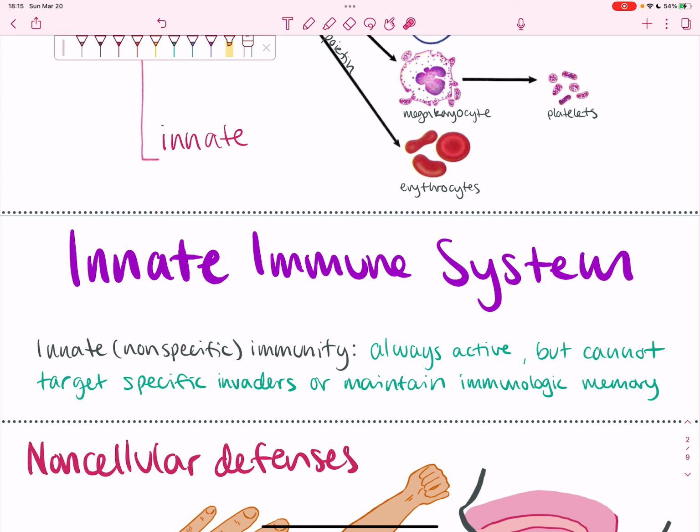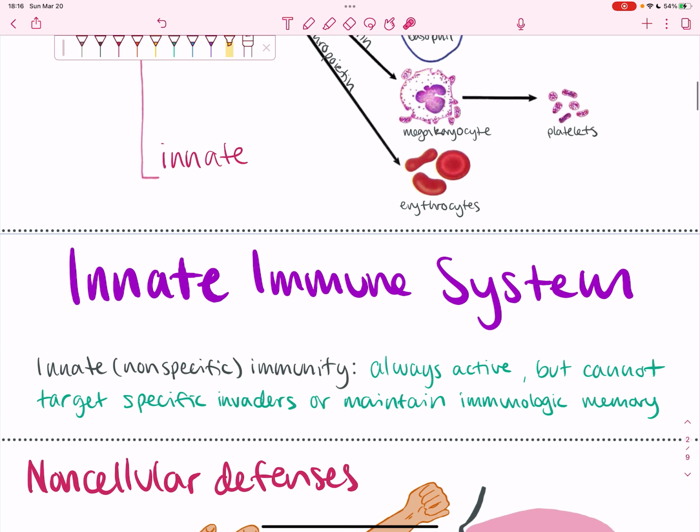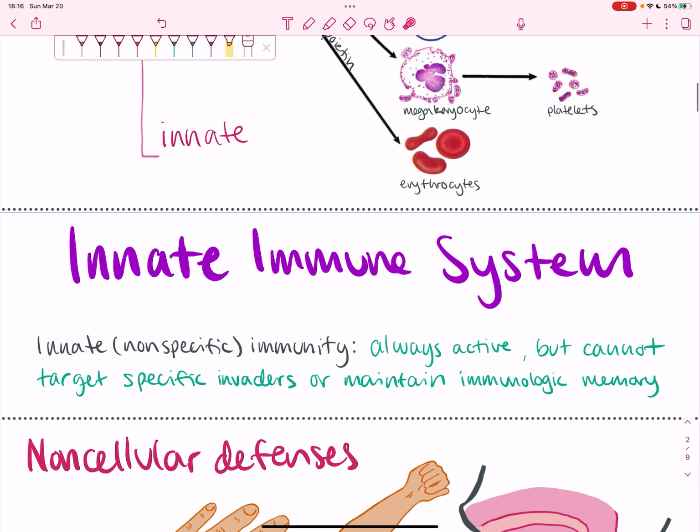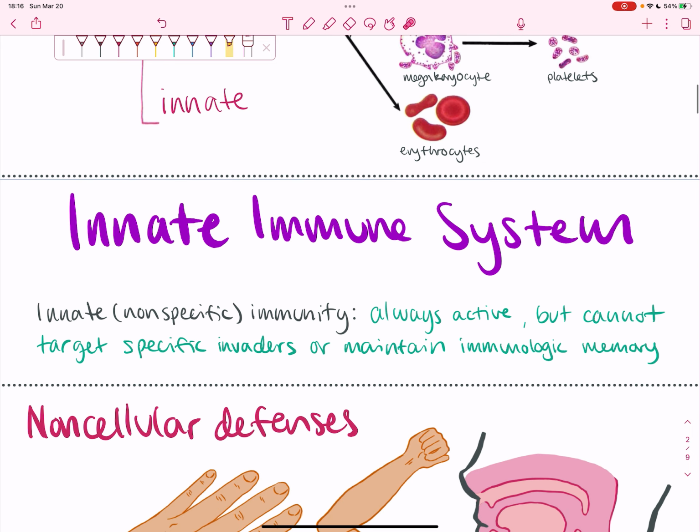So what does this mean? Yeah, it's always doing stuff, so it's always active. But it's non-specific, so if it recognizes something as foreign, it'll attack it. Very simple. And it doesn't remember what it attacks, but it doesn't necessarily need to. That's not the point. We'll get into that later with the adaptive immune system, but anyways.